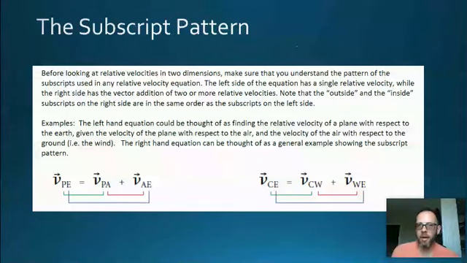Before we move on to relative velocity problems in 2 dimensions, let's make sure we understand this pattern. On the left side of the equation, you always have a single relative velocity. On the right side, you have vector addition, usually of just 2 when we keep things simple, but you can have more relative velocities, but you'll always have this chain. For example, if this is the relative velocity of a plane with respect to the Earth, that's the same as the velocity of the plane with respect to the air, plus the velocity of the air with respect to the Earth. And you have this chain. The A's and A's kind of connect, and you can think of them as canceling out, and you're left with PE.